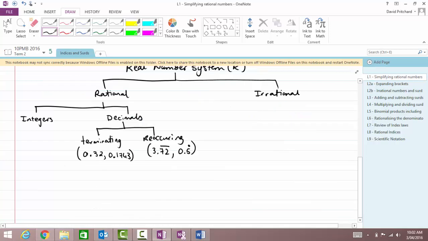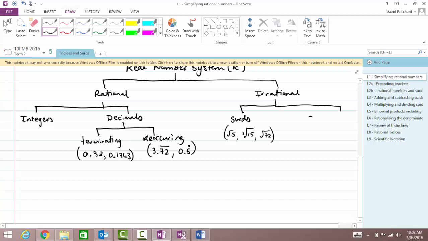Now irrational breaks into 2 parts as well. So the first side is surds, and surds is anything inside a radical or a root that cannot be simplified down. So let's say we've got square root of 5. If we put that into our calculator, it will give us a decimal answer. Now those decimals don't have a pattern like the reoccurring. They just keep on going. Square root of 5, cube root of 15, square root of 72. Any of these types of things are called surds.